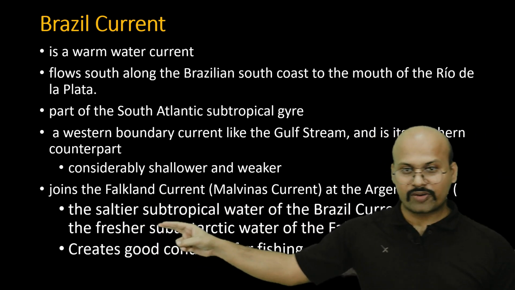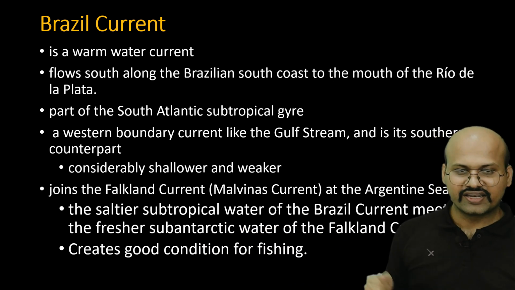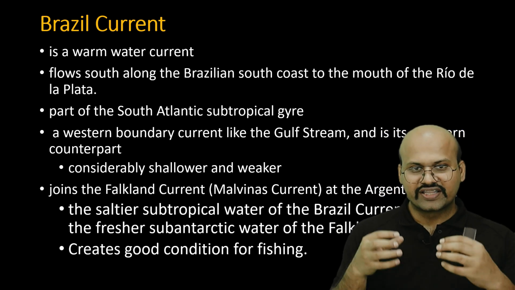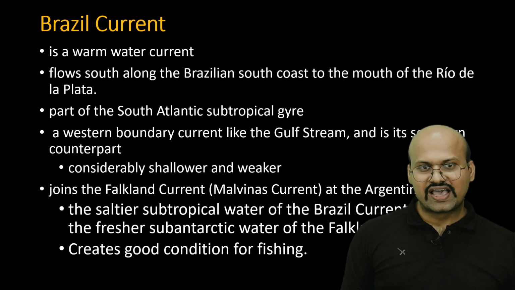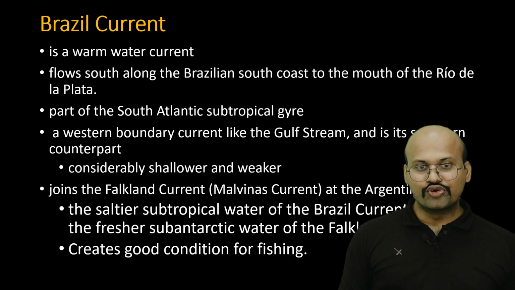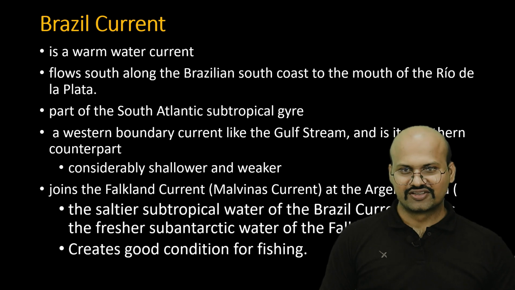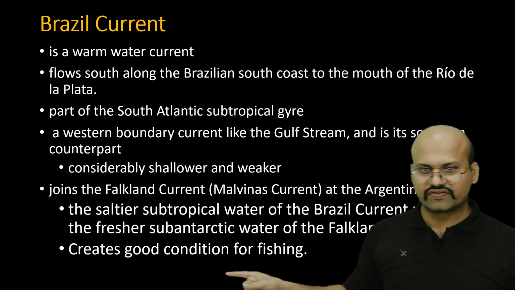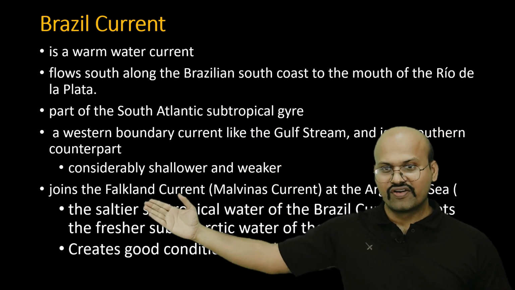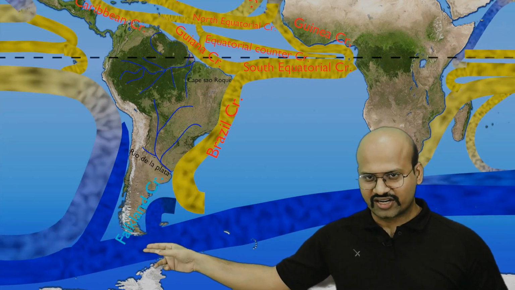And the saltier subtropical water of Brazilian current meets the fresh water of the Falkland Island. Again, there is this cold current meeting with the warm current, and therefore we see that there is good supply of nutrients in this region as well as favorable temperature. And because of both of these, there is a boom of phytoplanktons which are eaten by zooplanktons, which are again eaten by fishes. So we see that there are good conditions for fishing in this Falkland region where both of these Brazilian current and Falkland current meet. Here we can see a part of Antarctic circumpolar current.